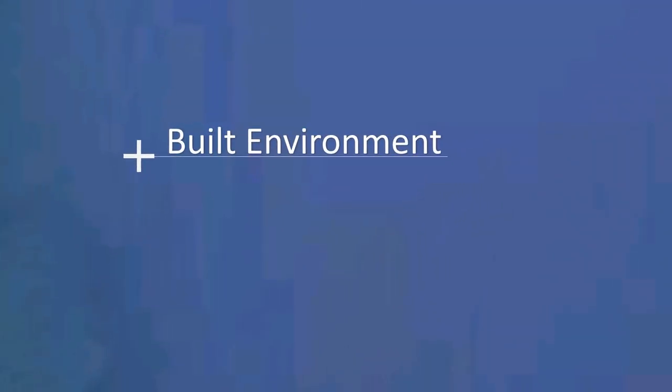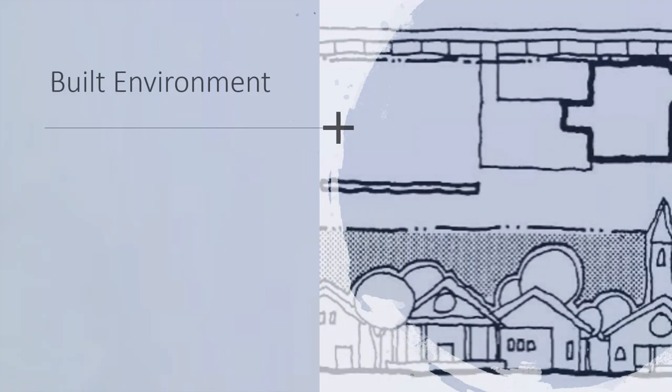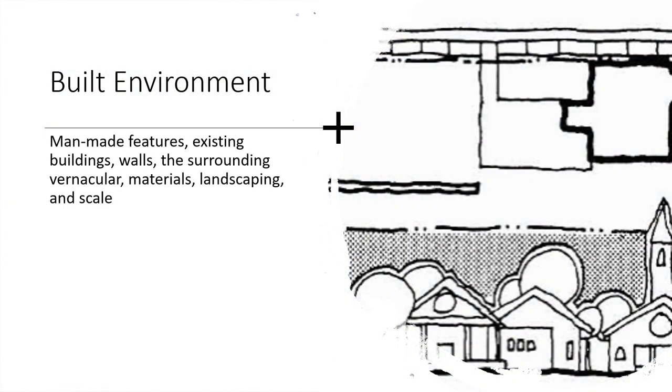Next would be the built environment. The built environment deals primarily with the man-made features existing within your site. They may be buildings, walls, surrounding vernacular elements, materials, landscaping in scale, but they are all man-made, meaning you will have to figure out how the other architecture or the other man-made things affect your site in terms of the other elements that you have on your site.